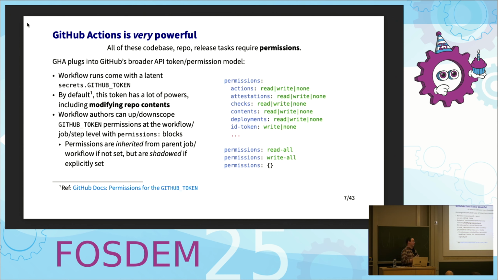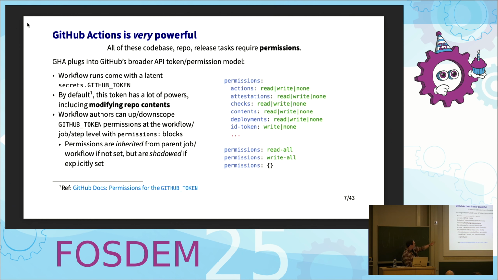If you are a workflow author, you can also scope this credential up or down at the workflow, job, or step level with permissions blocks, which tell that scope of action how many credentials it has, which it can't exceed with that default token. However, there's some wonky behavior there, where permissions are inherited from parent job or workflow contexts if they're not set. But if they're explicitly set, they're shadowed. So they're not telescoping, they're shadowing semantics. And again, this comes up in important ways.